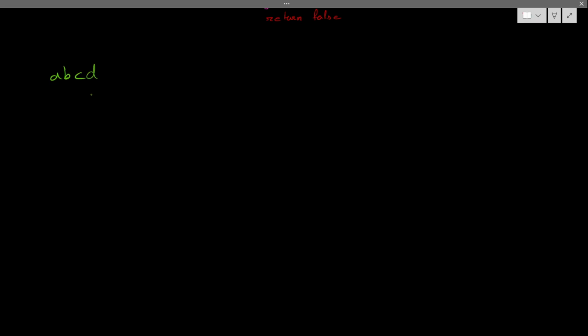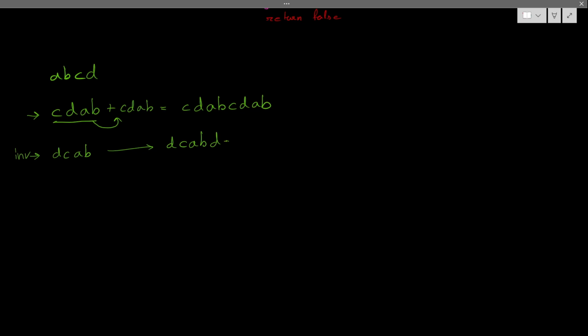If my array is rotated, let's say C, D, A, B, and take an invalid example too. This is a valid one and this is an invalid one: D, C, A, B. Now see one thing. If I add the same string, like C, D, A, B, to itself, it becomes C, D, A, B, C, D, A, B. Now if I do the same thing here, it will be D, C, A, B, D, C, A, B.